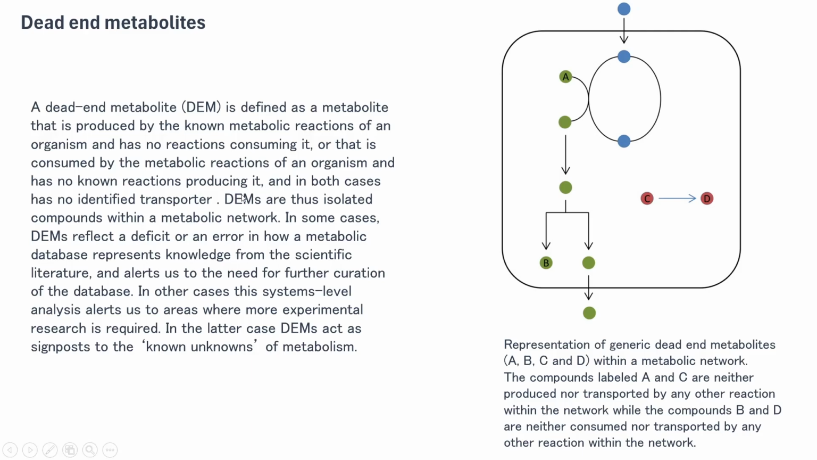Dead-end metabolites are thus isolated compounds within the metabolic network. In some cases, these DEMs can reflect a deficit or an error in how a metabolic database represents knowledge from the scientific literature. And in other cases, the systems level analysis alerts us to areas where more experimental research is required. So basically, if you have more dead-end metabolites, it means that you have very little information about that particular metabolic pathway or particular metabolite inside the pathway. So it's basically you do not know from where it is coming and where it is going. So these are what are known as dead-end metabolites.